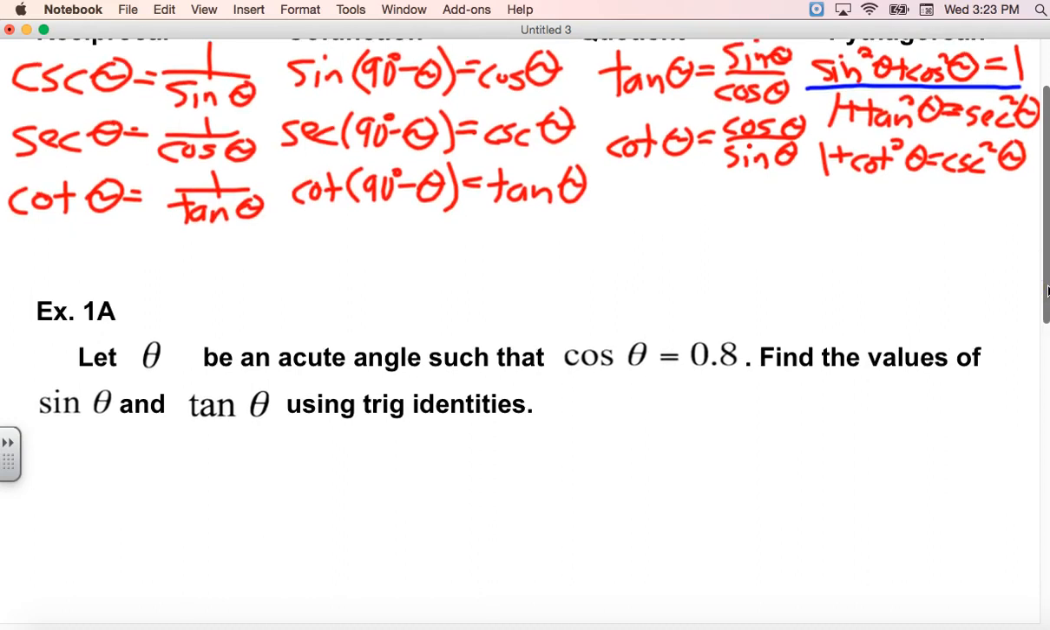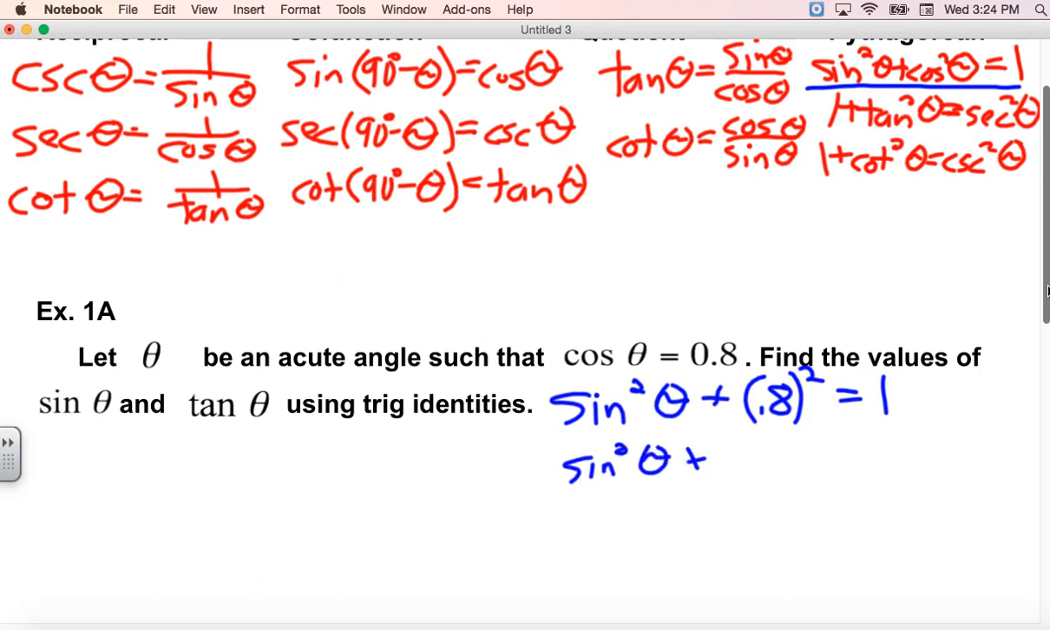So we're going to say, all right, well, let's plug that in. So sine squared of theta plus the cosine squared, well, the cosine is 0.8 squared, is going to equal 1. All right, so we've got sine squared plus 0.8 squared, which is 0.64. Subtract 0.64.